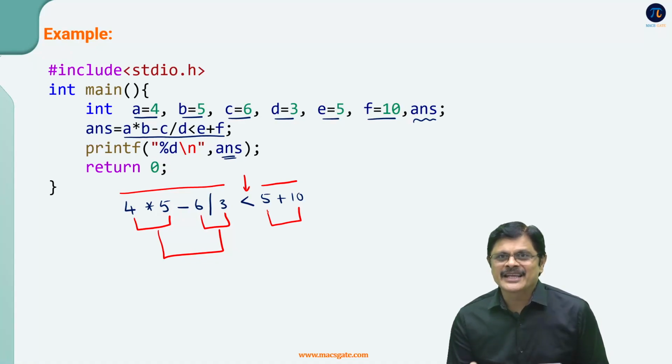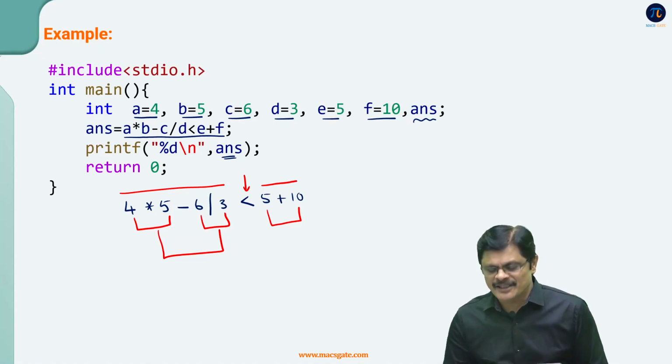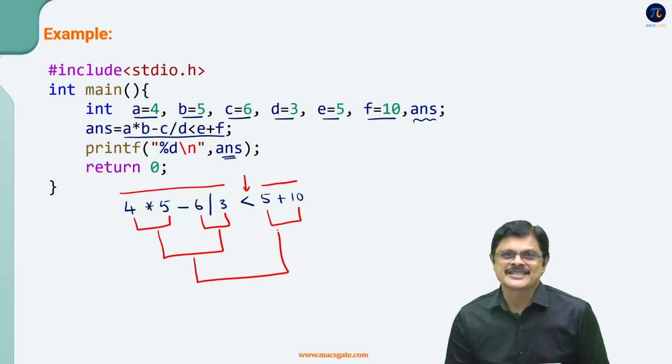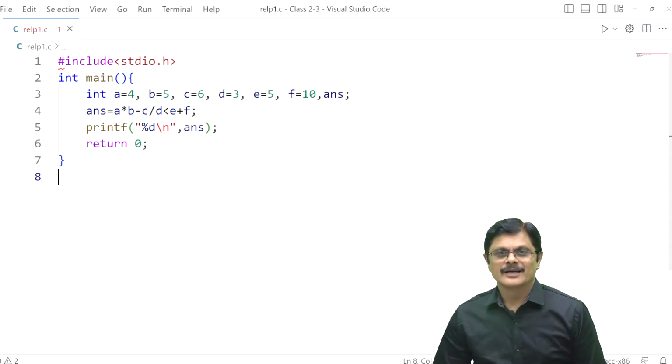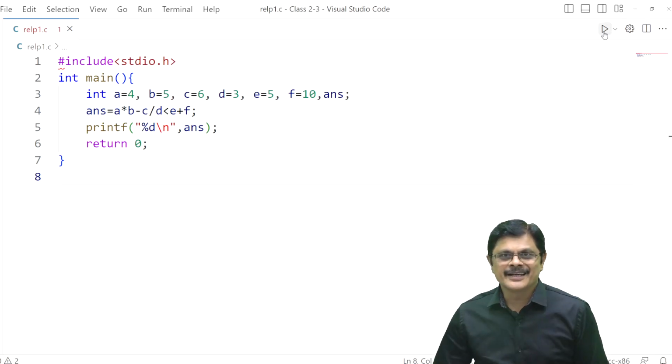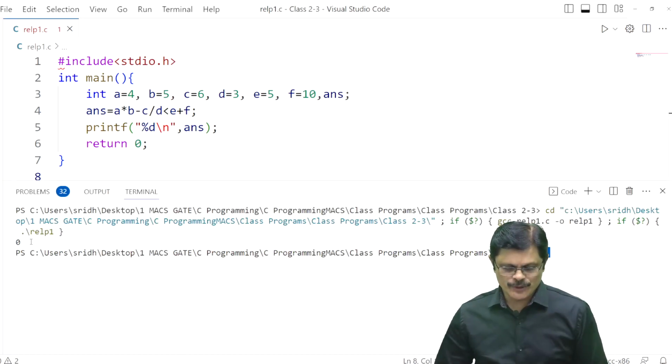Now once you get the answer for the left expression and the right expression, they are compared with less than. So let us simplify and see what is the answer. So here 4 into 5 is 20, 6 by 3 is 2, 20 minus 2 is 18, and on the right side 5 plus 10 is 15. Now we are checking whether 18 is less than 15 or not. 18 is less than 15 is wrong, false. So it will return 0. So what is the output, my dear friends? The output here is 0. Let us run the code and check the output. So the output is 0.